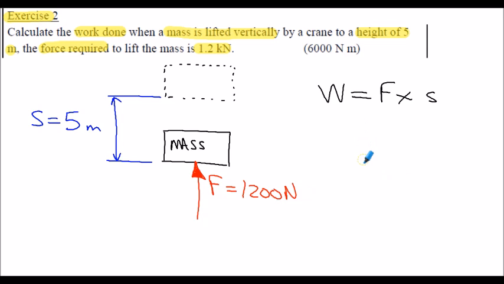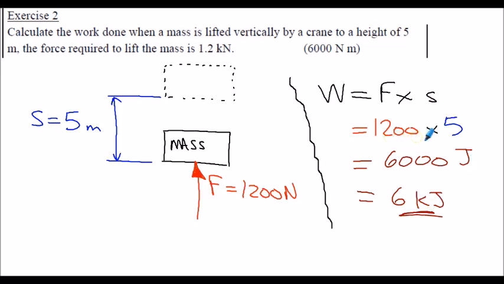So all we've got to do is calculate the work done. So that's W is equal to F multiplied by S. And that's simply, in this case, 1,200 multiplied by 5. So 6,000 joules or 6 kilojoules is the work done.